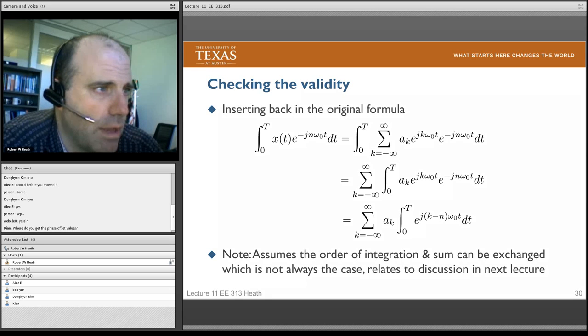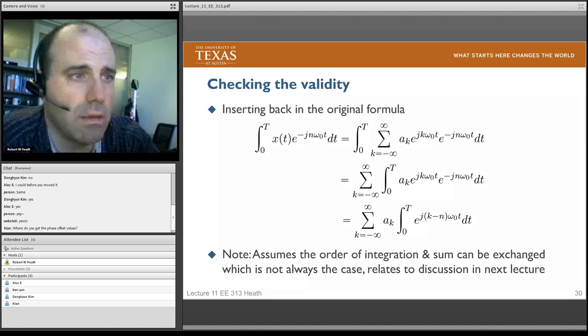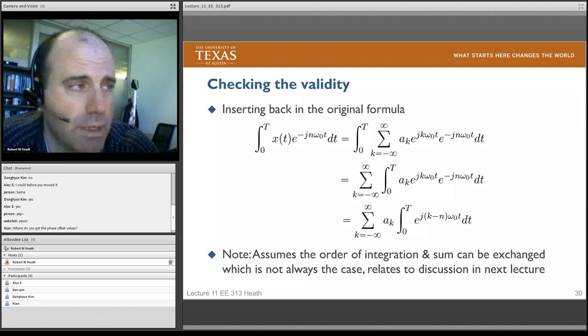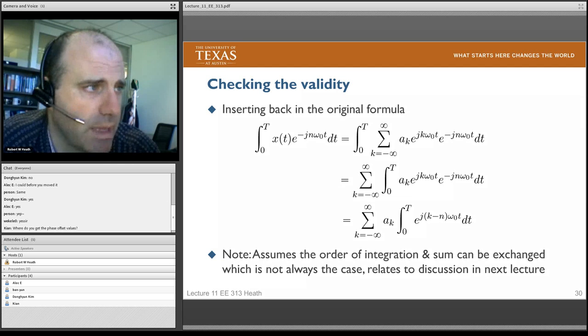Now, I just presented that equation to you, so you may be suspicious. If you haven't seen it before, of course, it's a crazy looking equation. So let's plug it back in and see what happens.